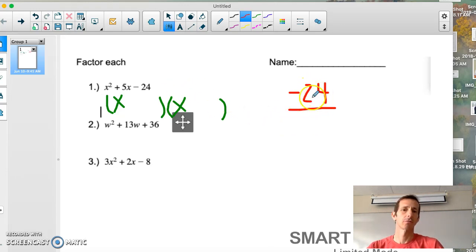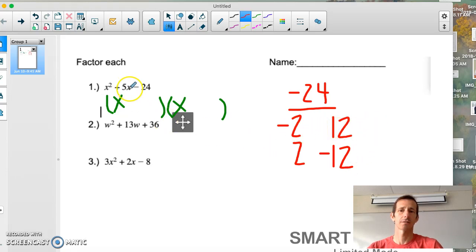I typically don't start with the 1 and 24 option. I start closer to the middle. So another number that goes into 24 would be 2 and 12. And to make a negative 24, one of these would have to be negative. So it could be negative 2 and 12 or 2 and negative 12. But if I were to add these two up, it would either equal 10 or negative 10, and that doesn't work.